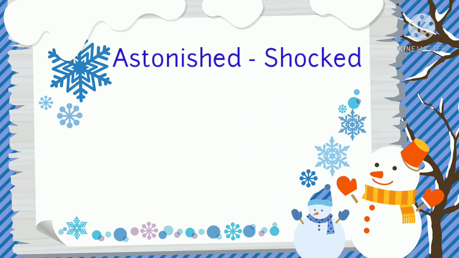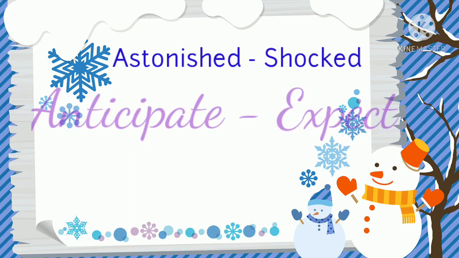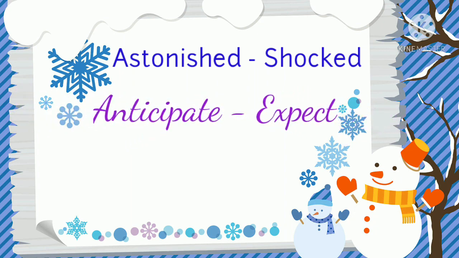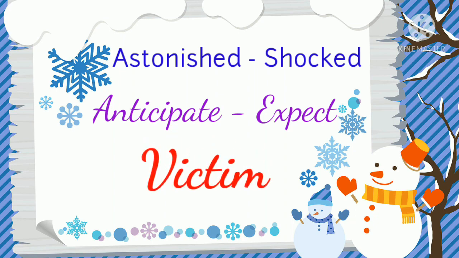Astonished. What is the meaning of word astonished? It means shocked. I'm astonished to see you here today means I am shocked to see you here today. Something that has happened unexpectedly. The second word we have here is anticipate. So, anticipate means expect. When you say, I anticipated this, that means you expected it already. So, what are those two words, children? Astonished and anticipate. The third word that I am giving you to explore in the dictionary is victim.